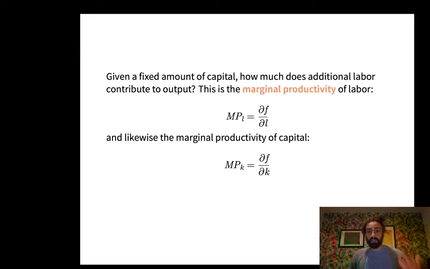Likewise, we can define the marginal productivity of labor, and that's the derivative of the production function with respect to labor at a fixed amount of capital. And likewise, the marginal productivity of capital is the derivative of the production function with respect to capital, right? So this is how much does increasing your labor supply by a tiny fraction change output. And remember that these are indivisible goods.